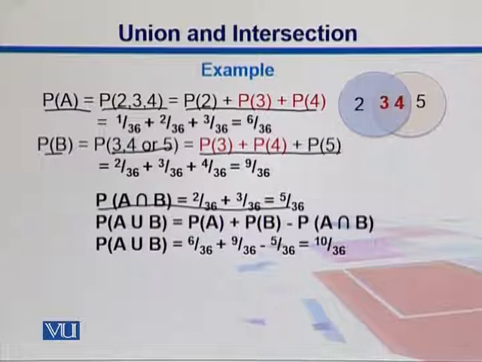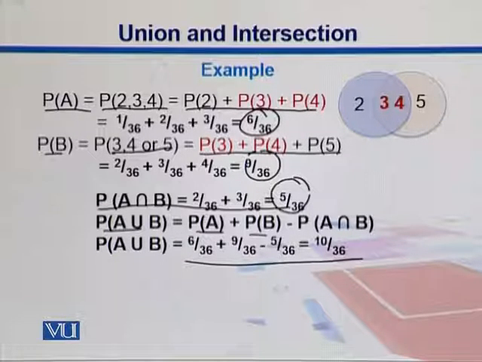When we take their union, we take their individual probabilities, this one and this one, and then we take their intersection and subtract this value of intersection from that. So in total, if we take their union, the probability is 10 by 36. You can simplify that if you want to.